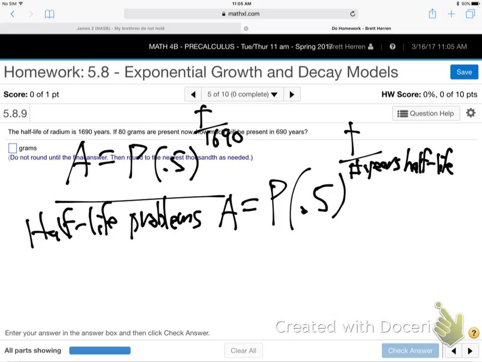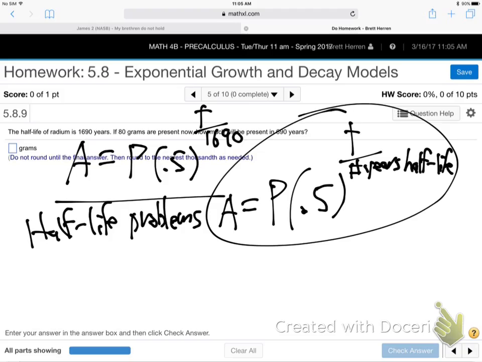Now, not all the problems in this section are half-life problems. Probably out of 10, maybe 3 are half-life, maybe 4. So I'm not saying this will work for everything. I'm just saying for the half-life problems. If you want to skip phase 1 and just jump right to your half-life formula and just wrap up the problem quick, it's always going to be this kind of format.